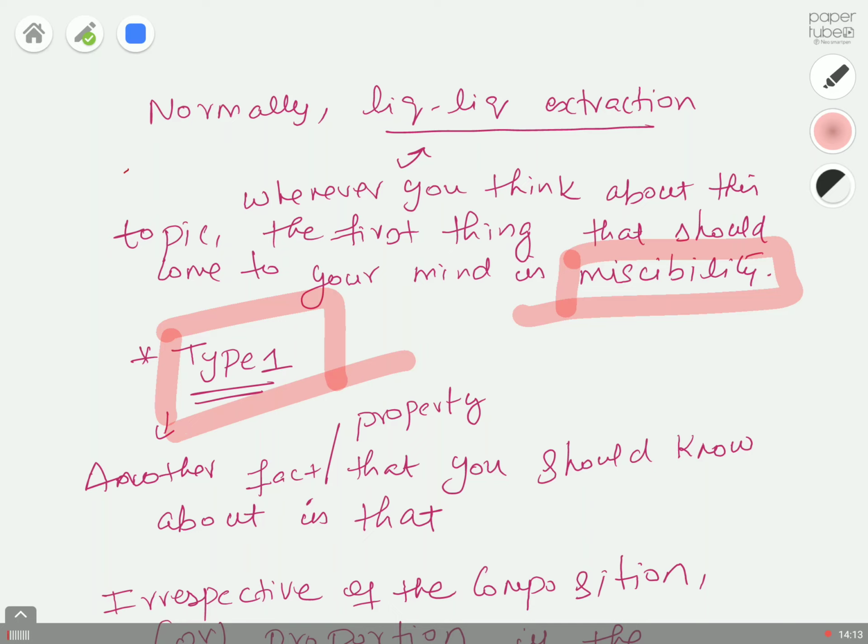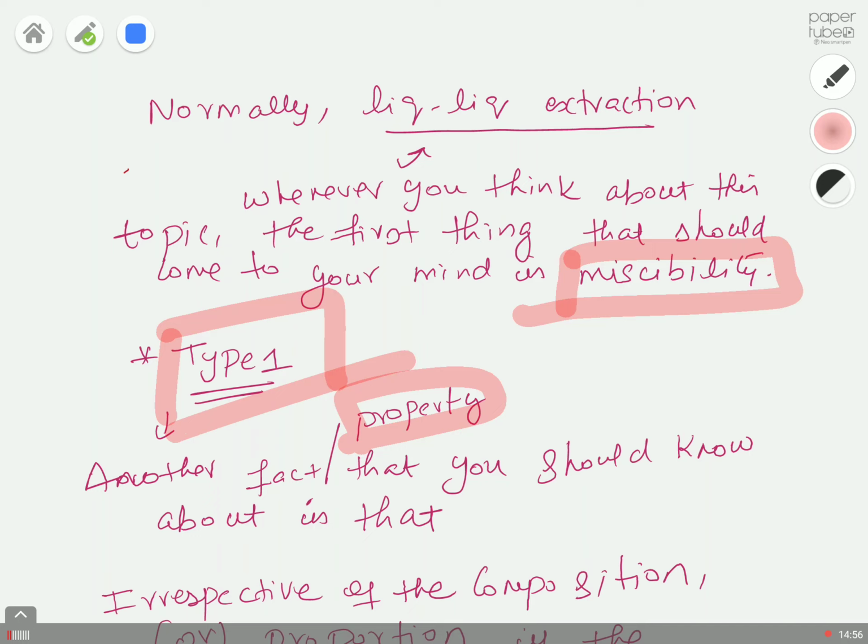What else can we talk about? Another fact, or if you want, you can call it a fluid property that you should know about a type 1 ternary system: irrespective of the composition, no matter what the mass of your solvent, or of your carrier liquid, or of your solute, the solute is miscible with both your carrier liquid and your solvent, and your solvent and your carrier liquid are immiscible, irrespective of the concentration of these three compounds within the system. So try to remember that one.